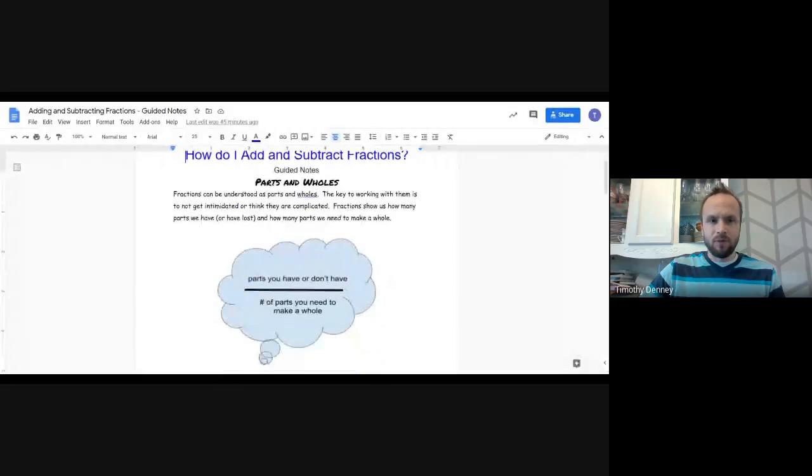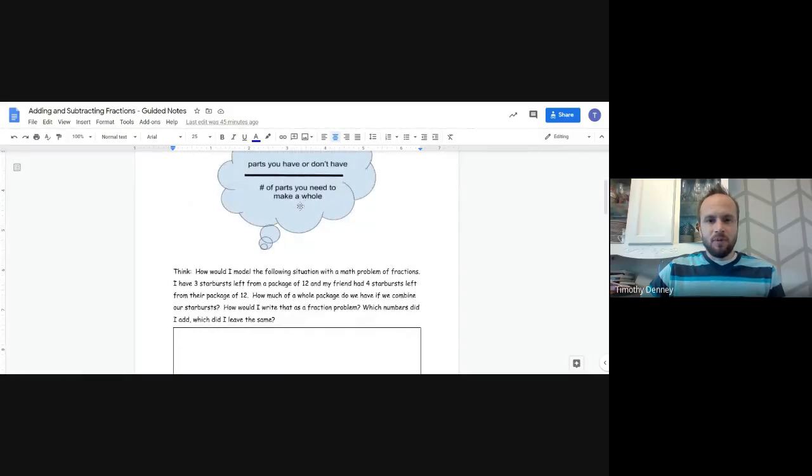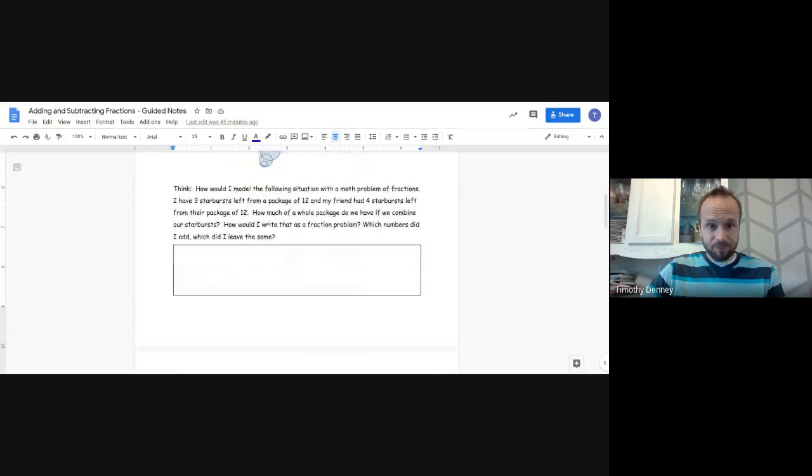Okay. Last time we talked about how the bottom number of a fraction often represents the number of parts you need to make a whole, and the top number represents the parts you have or don't have, depending on what you're looking at. This bottom part's really key to understanding all about fractions. It's the number of parts you need to make a whole. That's what the bottom number tells us.